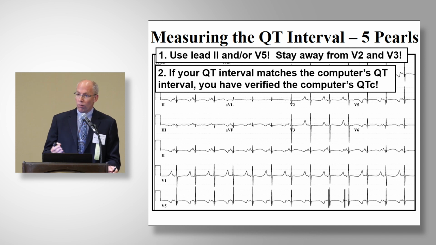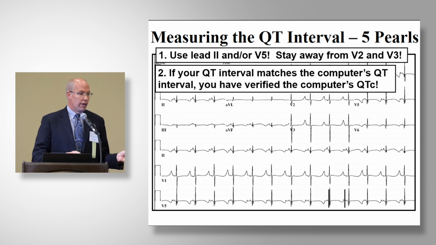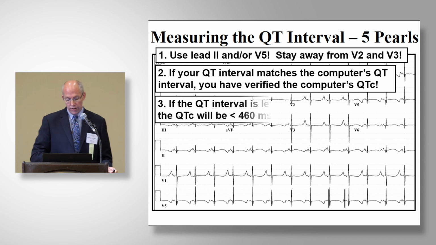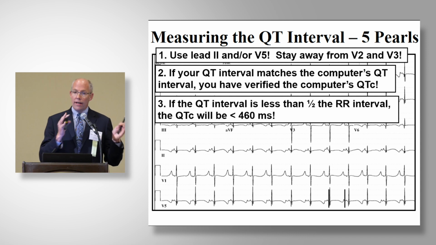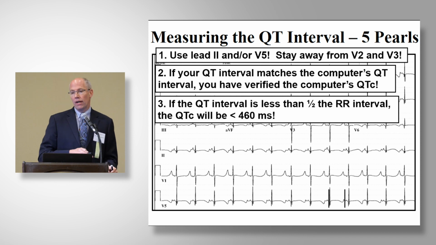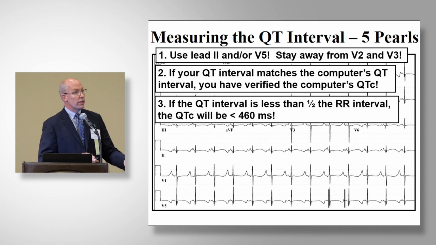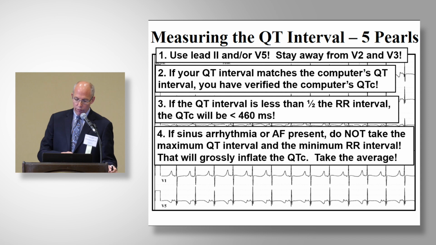So it can do the square root of the RR interval, and it almost always gets the RR interval exactly right, better than we can in terms of the average. So if you're getting the same QT as the computer is, you've done it. You can on the fly eyeball things and say if your QT is less than half of the preceding RR, then you know the QTc will be less than 460. That doesn't mean they don't have long QT syndrome, it just means that their QTc is less than 460, which almost always means they don't have long QT syndrome. So that's how you can do it really fast as the eyeball fly. Are you under or over 460?